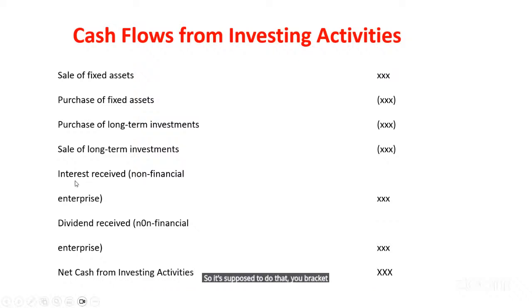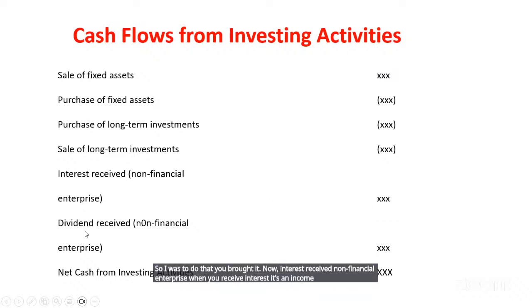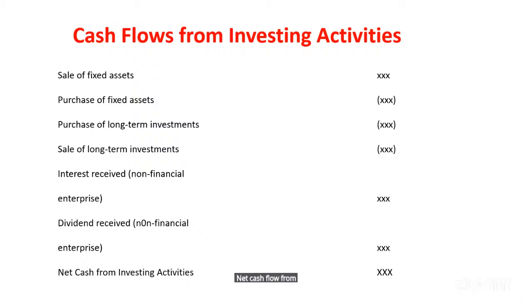Now, interest received, non-financial enterprise. When you receive interest, it's an income. Dividend received, non-financial enterprise, it's an income. Then by the time you do the plus and minus, you get what we call net cash flow from investing activities.